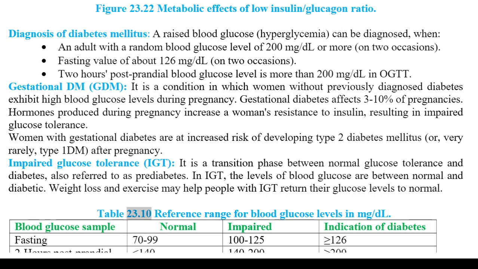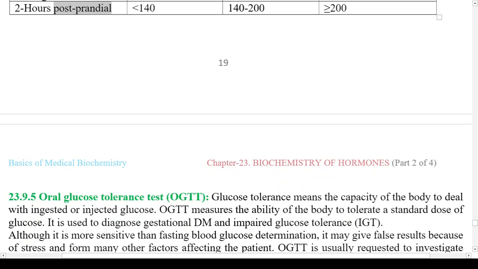Table 23.10: Reference range for blood glucose levels in mg/dl. Blood glucose sample: normal, impaired, indication of diabetes. Fasting: 70-99, 100-125, greater than or equal to 126. 2 hours postprandial: less than 140, 140-200, greater than or equal to 200.